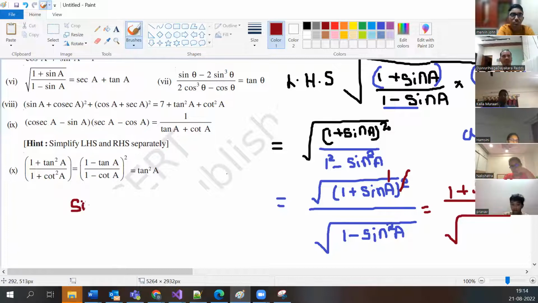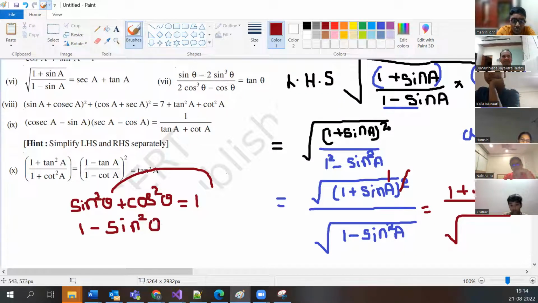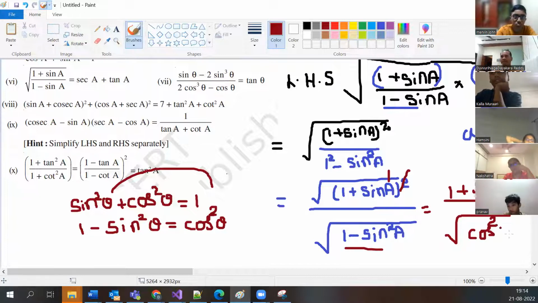Do you remember? Nakshatra, are you there? What can we write for 1 minus sine square A? So 1 minus sine square can be written as cos square A. 1 minus sine square theta can be written as cos square theta, right? Same way we'll apply here also. 1 minus sine square A is nothing but cos square A.